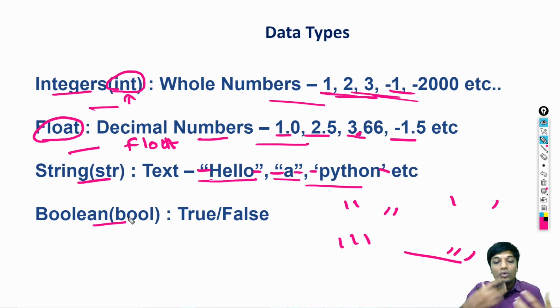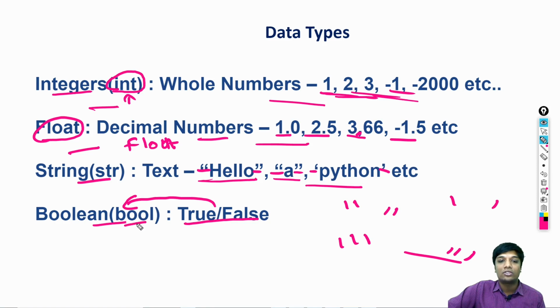So when you want to ask some questions, your Python will be giving answers in the form of true or false, and that true or false are basically called boolean, and the short form is bool, B-O-O-L. Okay, boolean means whenever you are asking some yes or no questions, it will be in the form of true or false.